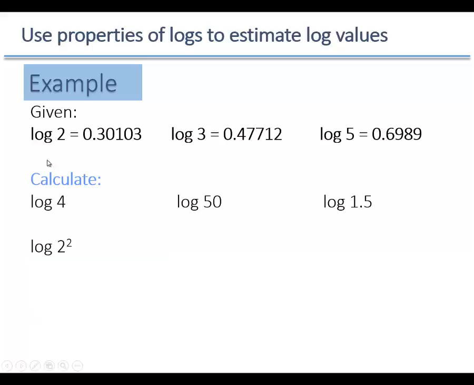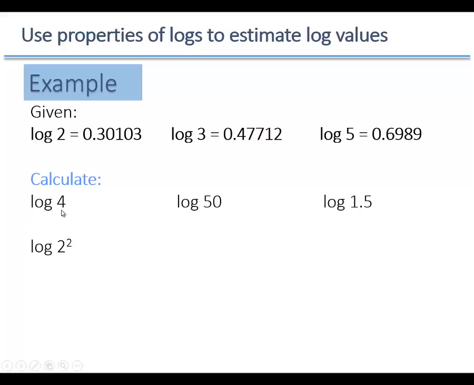So what we want to do is calculate the log of 4 using log of 2, log of 3, and log of 5. Now if you have your notes, you might notice that this log of 3 I've changed. I realized I had a mistake. I had 0.44712. It's 0.47712. So there might be a discrepancy with your notes.